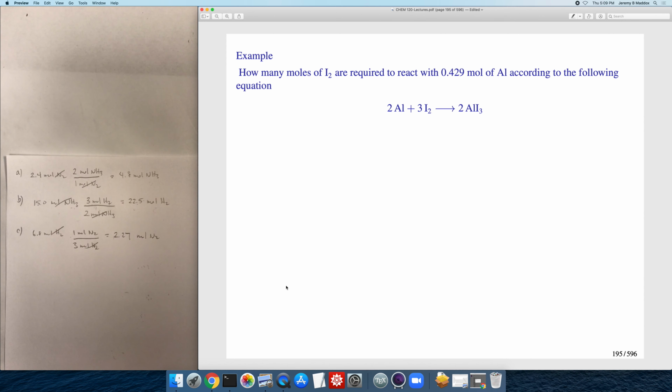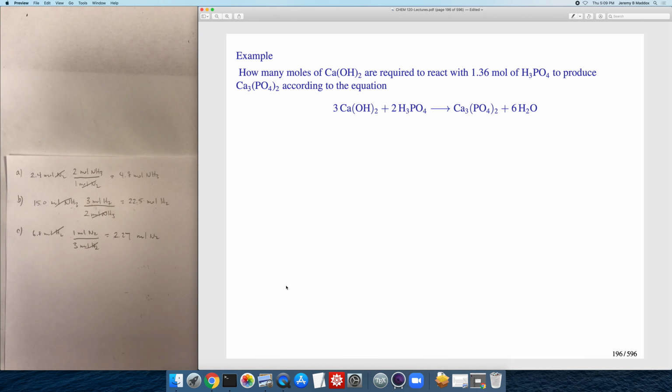This is another mole-to-mole conversion, and so I'm going to leave this one as an exercise for you to try. Here we have another mole-to-mole conversion. Again, I'm going to let you work this one as an exercise for yourselves.